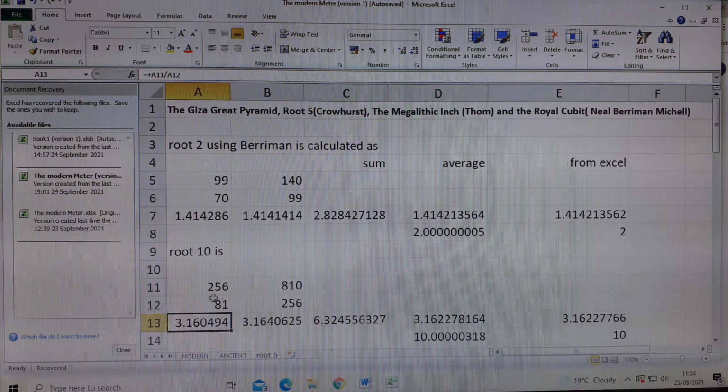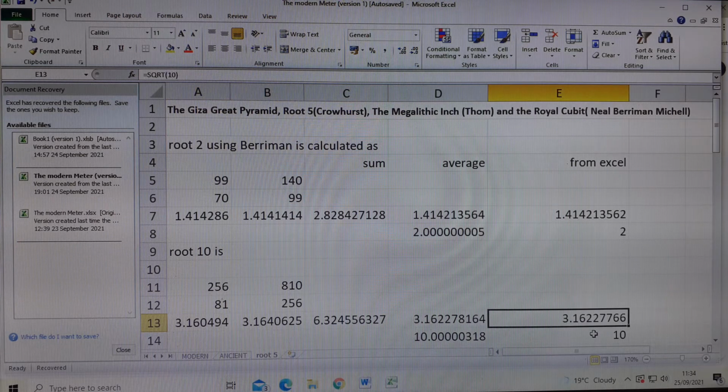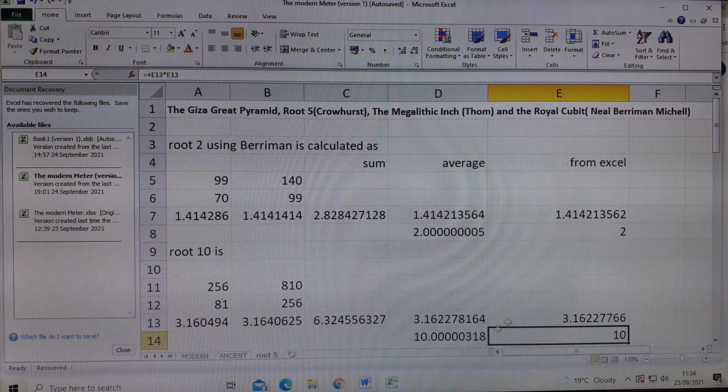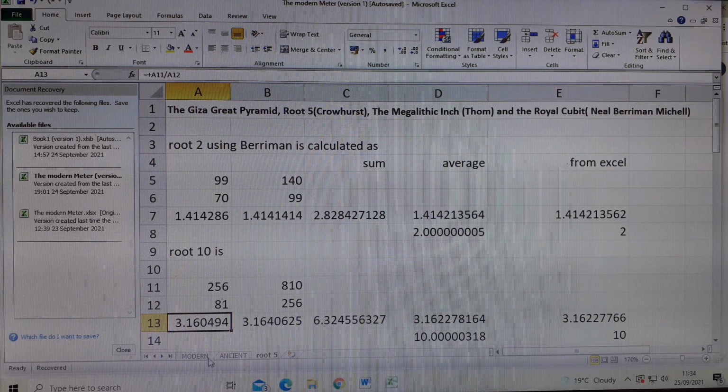Look at it, there it is, 256 over 81, and there's root 10 from Excel. Multiply that by itself and you get that. So look how close they are. It's easily close enough to be an approximation. So I went through this method here.